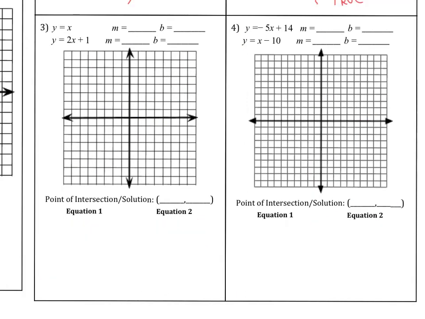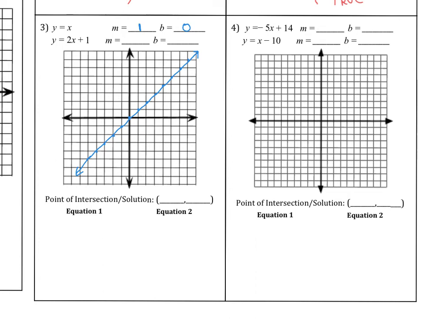For question number 3, you're going to have a slope for the first equation of 1 and the y-intercept is 0. So starting from 0, you go up 1 over 1 because it's a positive slope. So this is going to be a rising line from left to right. Connect all these points, you're going to get the line graph starting from 0 up 1 over 1.